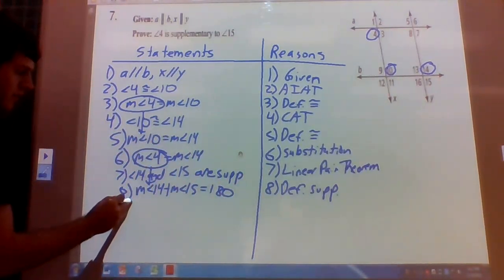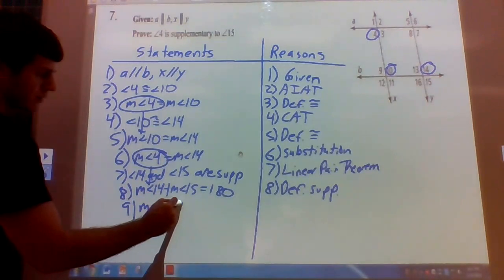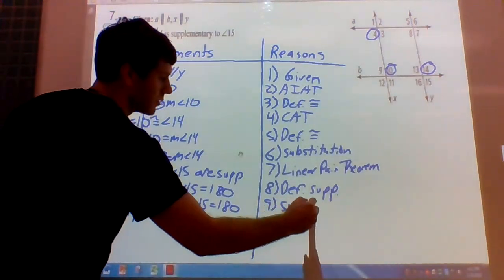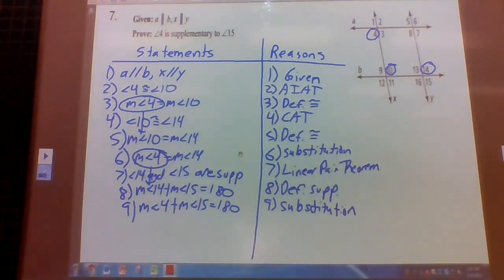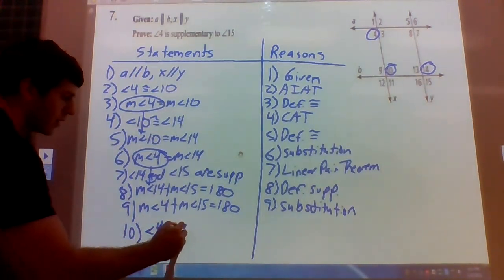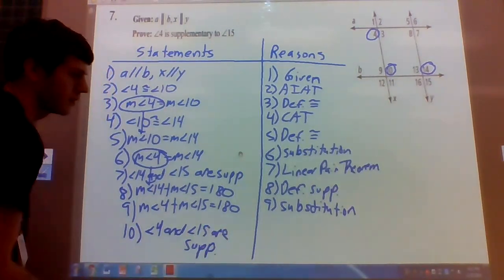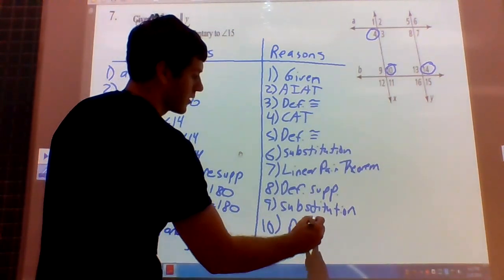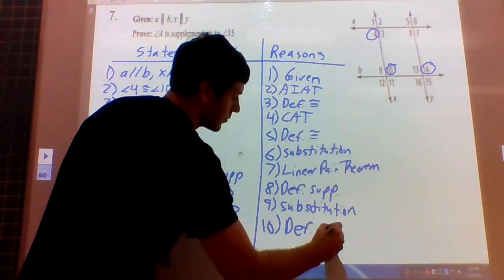Luckily we know that the measure of angle 14 equals the measure of angle 4, so we can substitute that in. So the measure of angle 4 plus the measure of angle 15 equals 180. Okay, that's substitution. And if the angle measures add up to 180, what do we know about the angles? We know they're supplementary. So angle 4 and angle 15 are supplementary. That's the definition of supplementary.